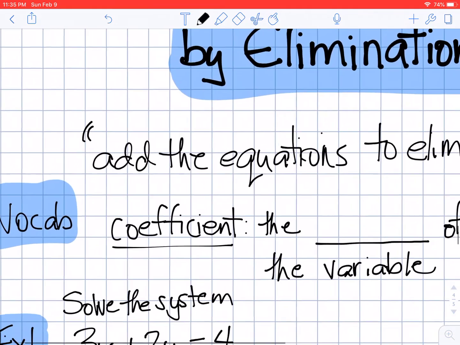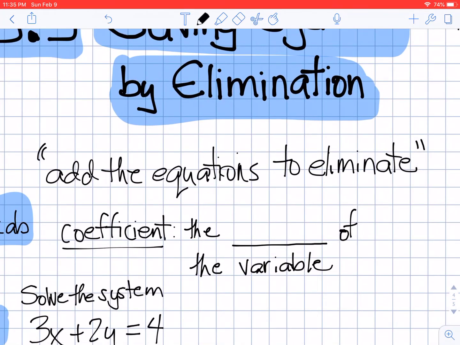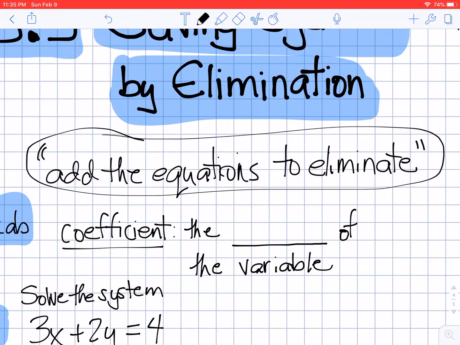Second of all, well, before we get into the vocab, reminder, the lesson is that you're going to be adding equations instead of substituting or graphing so that you eliminate. You'll be eliminating either the x or the y variable. It will just disappear when you add the equations together.